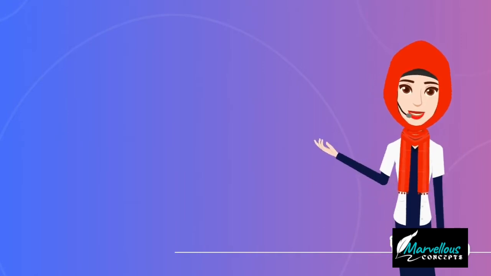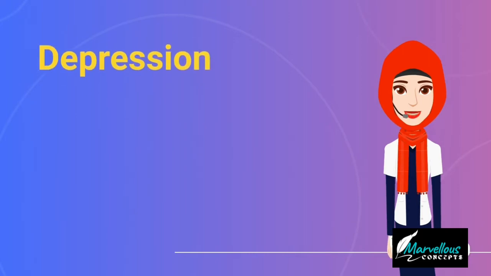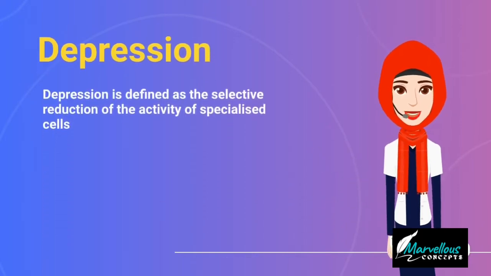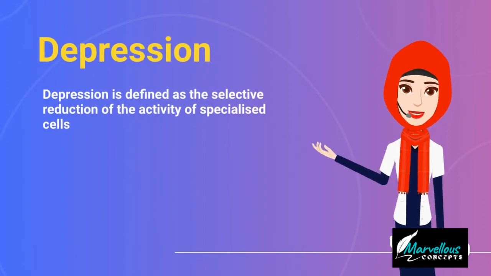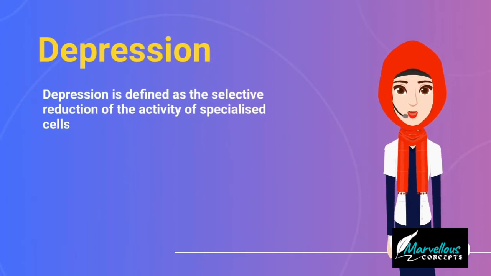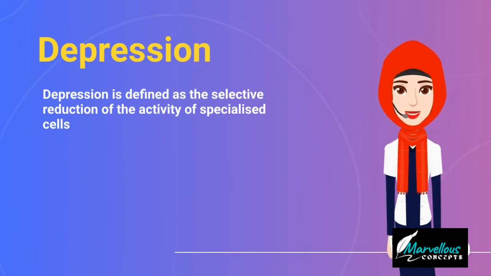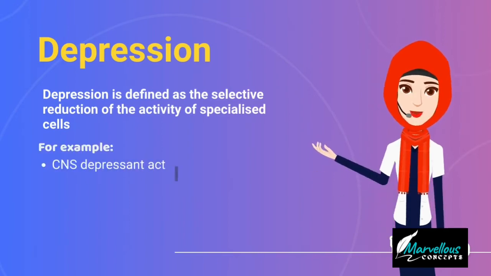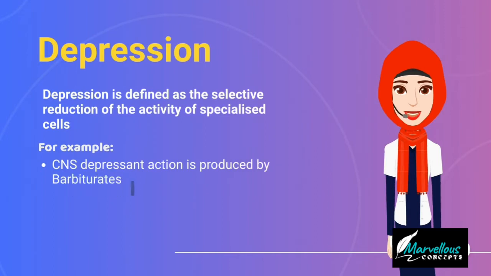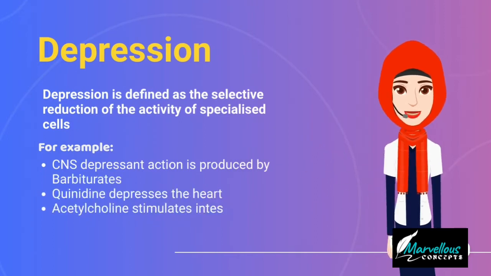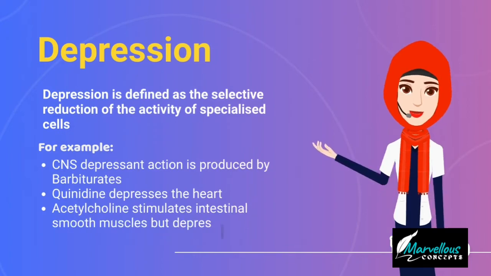Here comes our next principle, depression. Depression is defined as the selective reduction of activity of specialized cells, that is nothing but a decrease in the rate or speed of biological activity, or suppression in drug activity. For example, CNS depressant action is produced by barbiturates, quinidine depresses the heart, and acetylcholine stimulates intestinal smooth muscles but depresses the SA node in the heart.